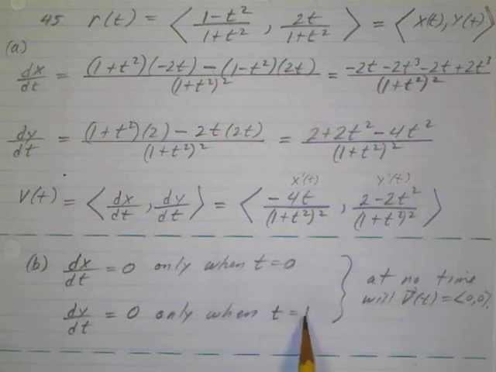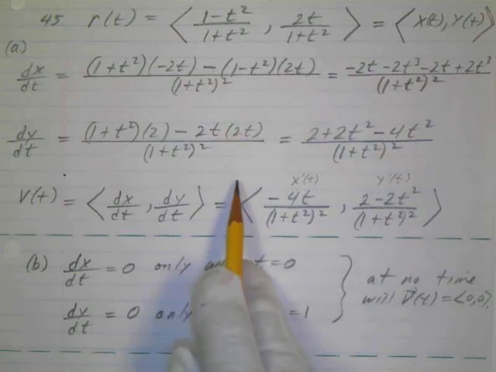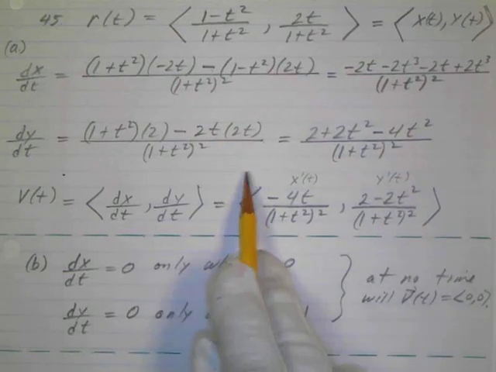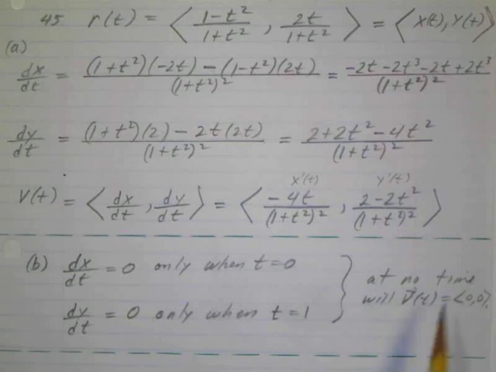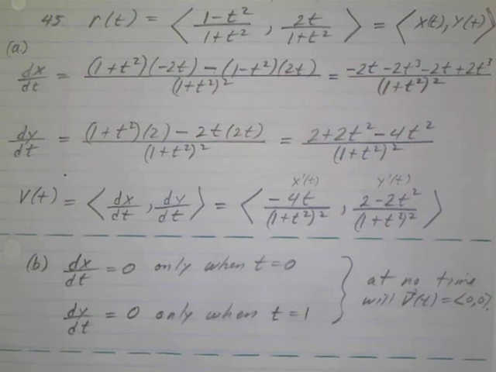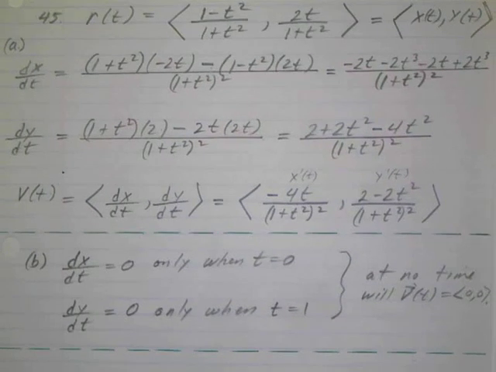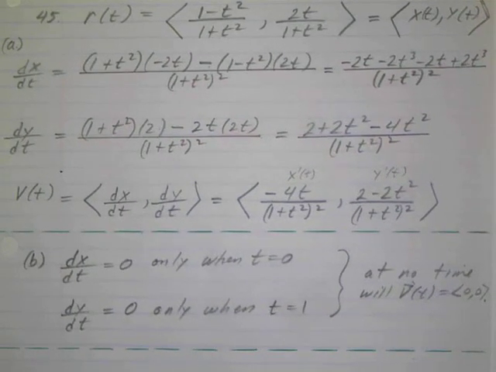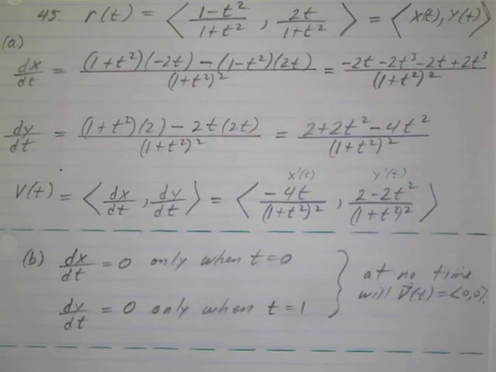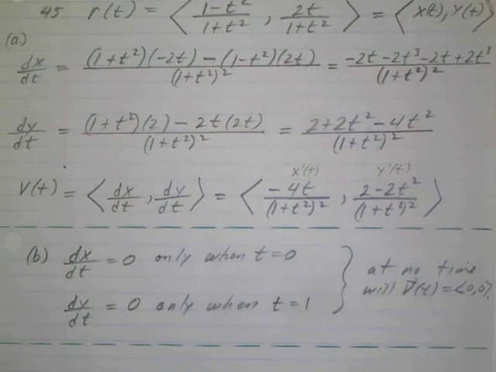So that's two different times. It stops horizontally at t equals 0, so it could just be moving vertically. And then it stops vertically at t equals 1, and it's just moving horizontally. So at no time will both be 0. So it never stops. It's either moving obliquely or horizontally or vertically, but not still. Okay? And the last one, give the coordinates of the point that the particle approaches as t increases without bound.